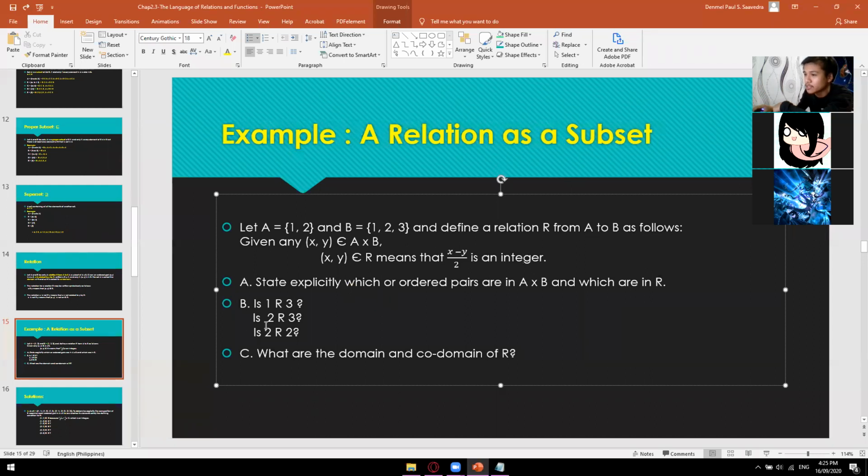Okay, so here are the questions. So state explicitly, so let me just highlight this one. State explicitly which ordered pairs are in A times B and which are in R. Okay, so second question is, is 1 related to 3? Is 2 related to 3? Is 2 related to 2? And then last one is, what are the domain and codomain of R? Okay, so first one, state explicitly which ordered pairs are in A times B and which are in relation.